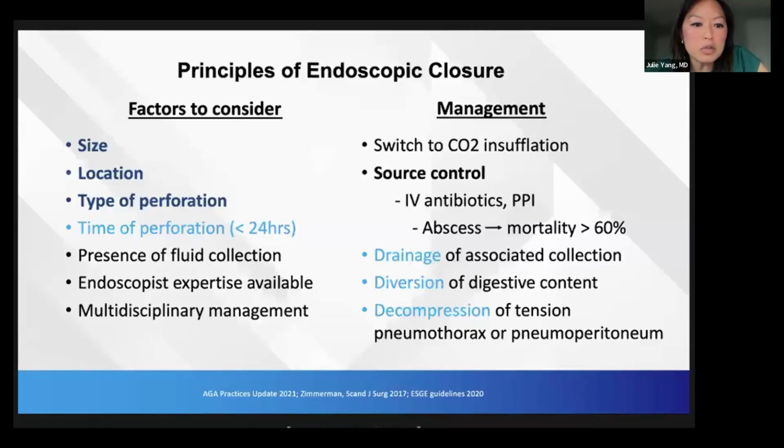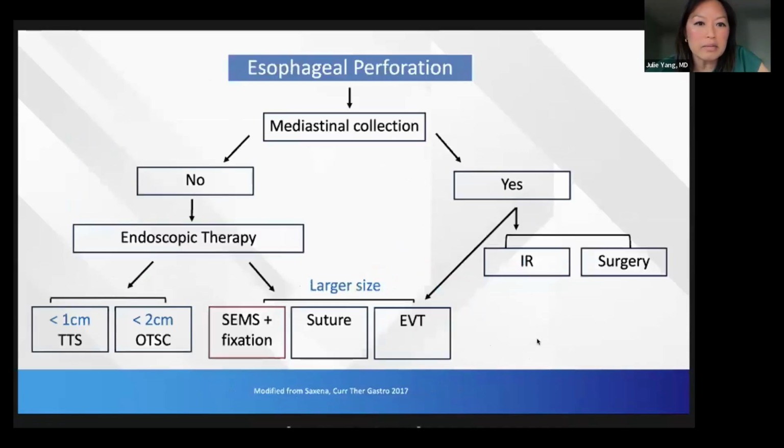So quick management is switch to CO2 if you haven't already. Source control, which is very, very important. If you have an abscess, you're already sort of down in chips because the mortality is greater than 60%. So this is already by and large a very challenging situation. But if you have a collection, you need to drain it, divert the juices, and then decompress if you're having to deal with any air.